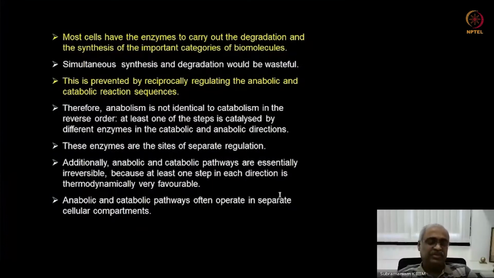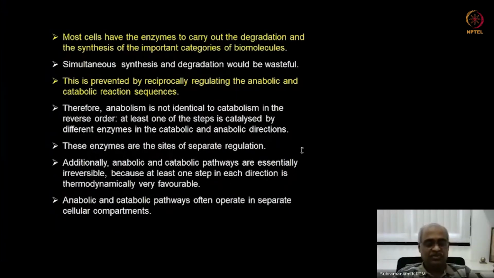So let us look at some of the characteristics of metabolism as a whole, and then we'll get into more specific aspects. Of course we discussed what is anabolism, the synthetic pathways, and catabolism, the breakdown pathways, primarily to obtain energy from energy rich molecules. So the one important aspect we need to consider here is that most cells have enzymes for both anabolism and catabolism.